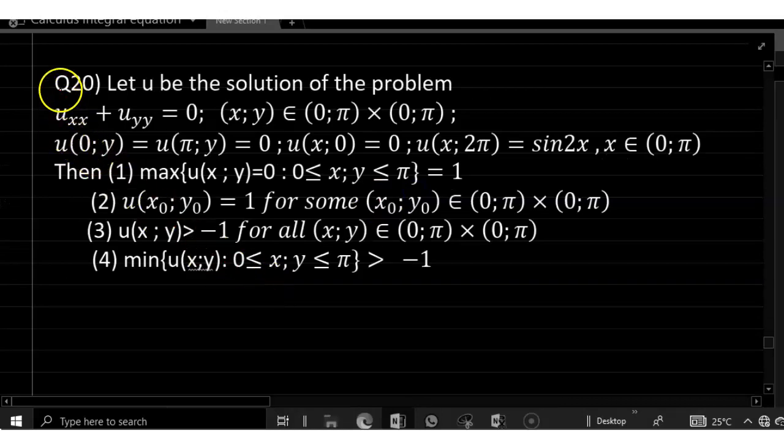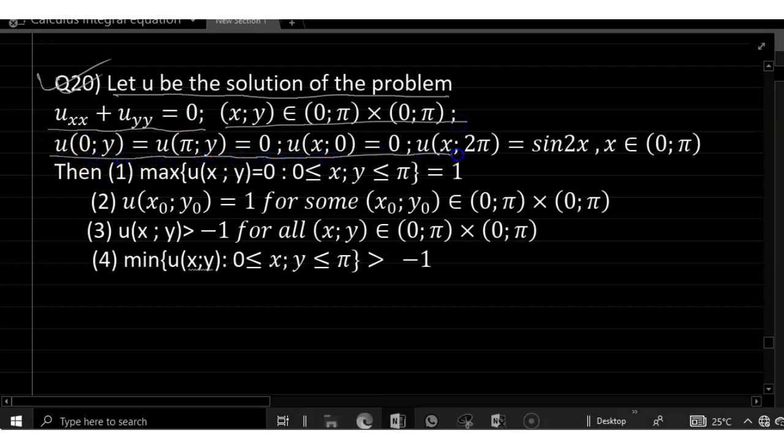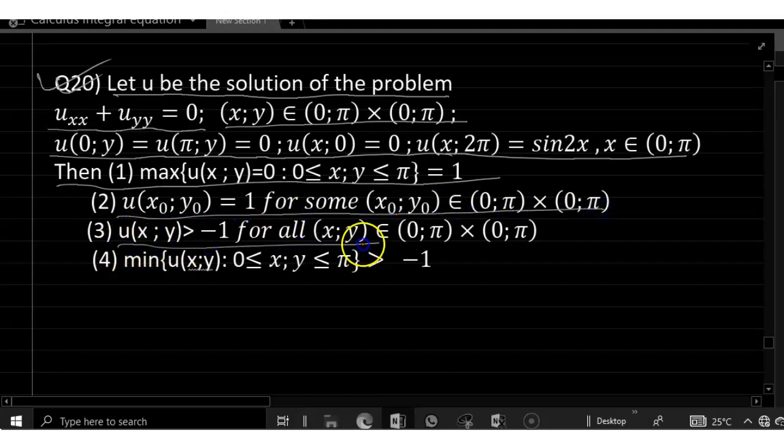Question number 20. Let u be the solution of the problem u_xx plus u_yy is equal to 0, (x, y) in (0, pi) times (0, pi), u(0, y) equals u(pi, y) equals u_x(0, 2 pi) is equal to sin 2x. Then maximum of u(x, y) minus u(0, 0), I have to find out.